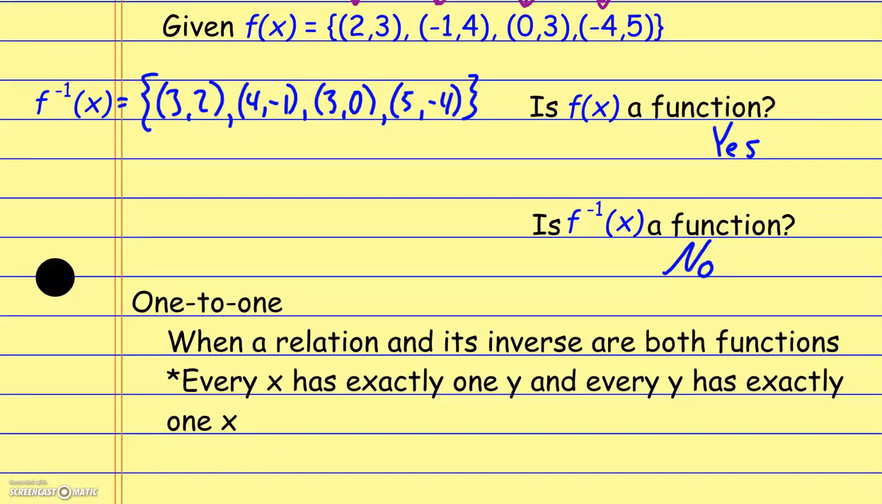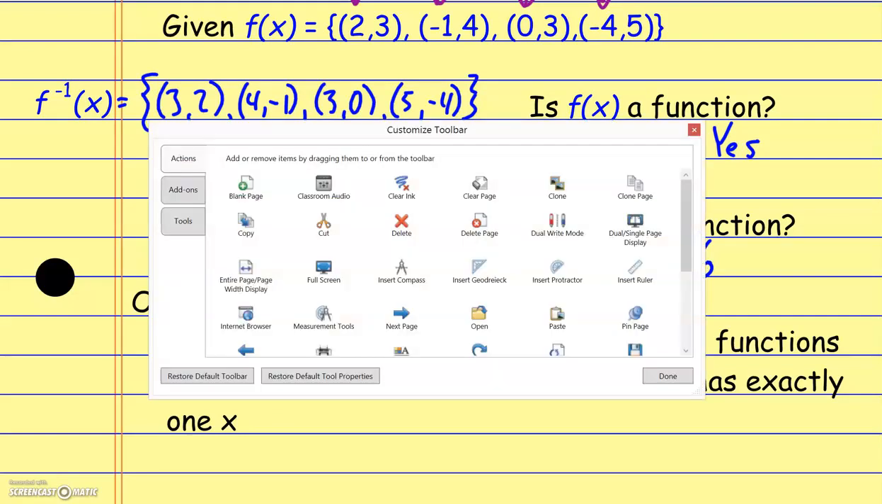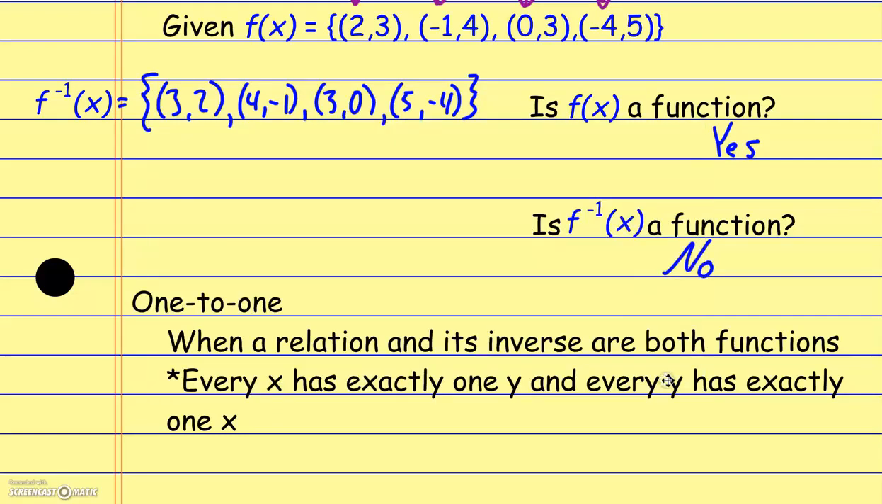A relation is a set of ordered pairs, and a step up from that is a function, which is a relation where every x has exactly one y. And a step up from that is a one-to-one function, where I have a function whose inverse is also a function. Another way to think of that, if you don't want to find the inverse, is that we can also think of one-to-one as being this. Essentially this is saying the same thing. Oh, sorry about that.